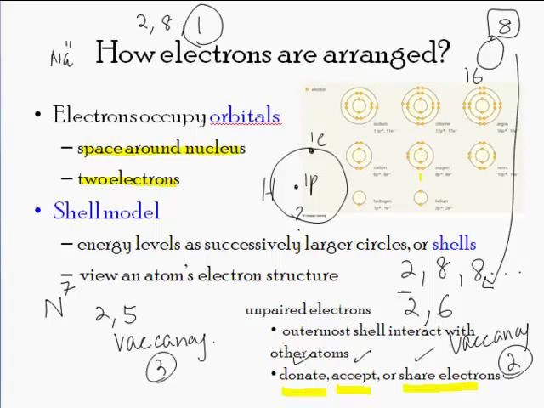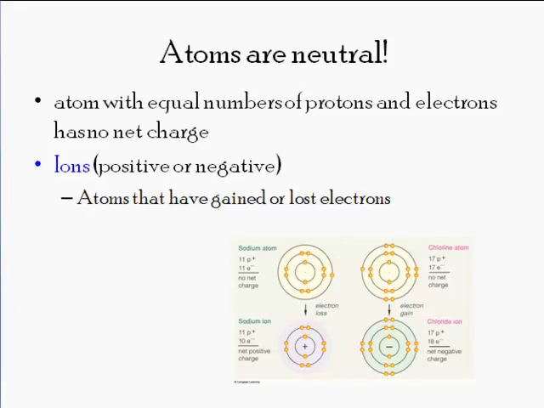Now, atoms in general are always neutral. That's because, as I mentioned before, they have the same number of protons and electrons. For example, let's look at the arrangement in sodium. You've got two electrons in the middle. The second shell has 1, 2, 3, 4, 5, 6, 7, 8. So that is 2, 8. And the last shell has 1.